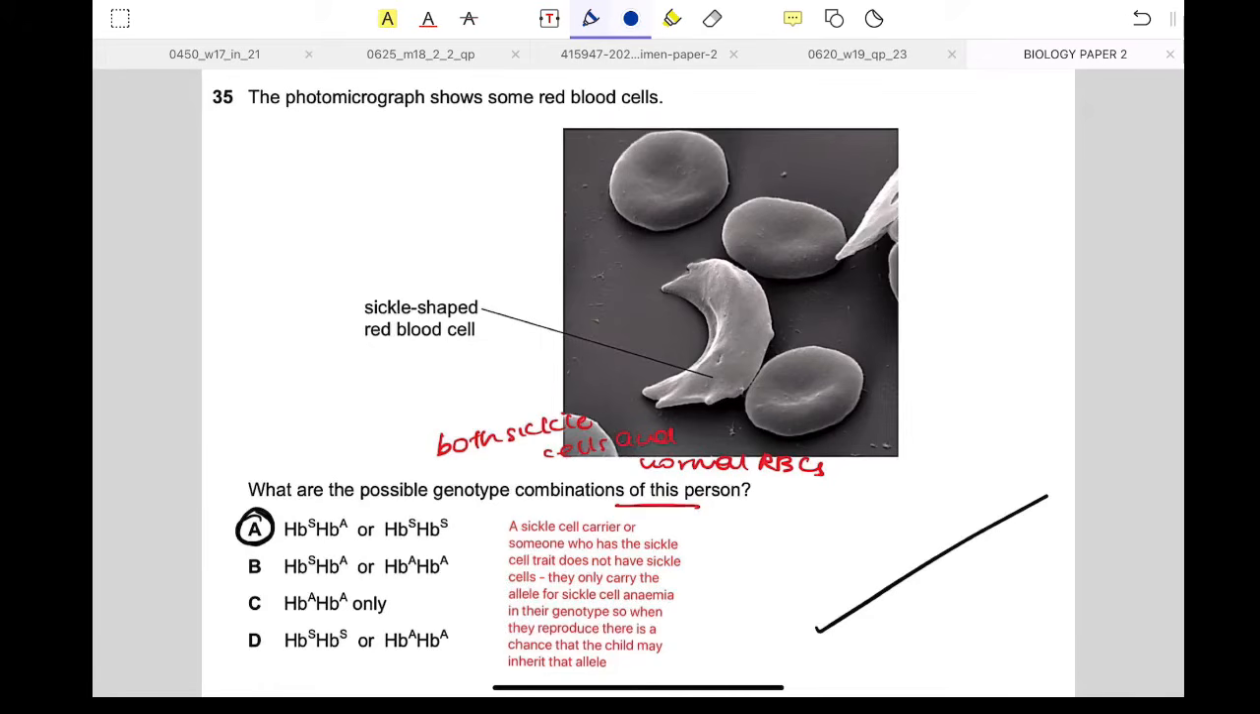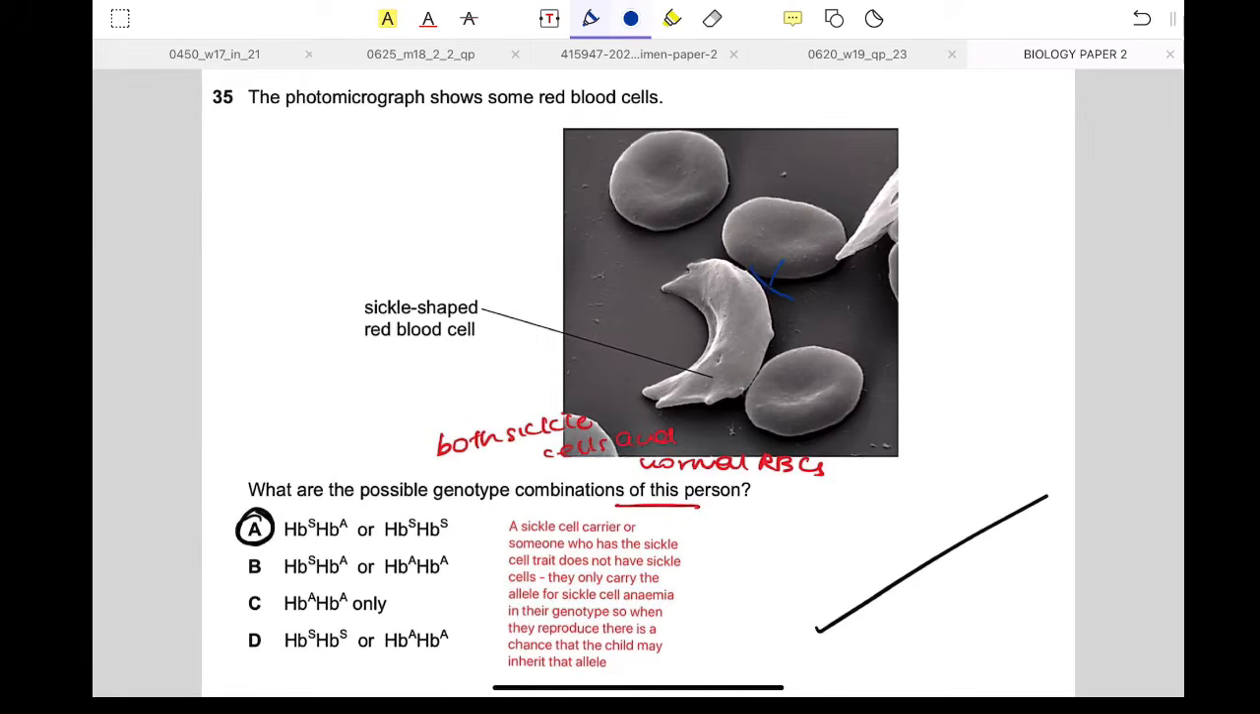So when they reproduce, they'll pass on this allele to the next generation, and there is a chance that the child could inherit this allele, and if it is in the homozygous condition, they could get sickle cell anemia. So what happens is that they actually don't have sickle cells as such. Carriers do not have sickle cells, but they only have the allele for sickle cell anemia.